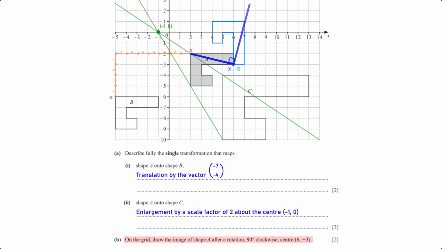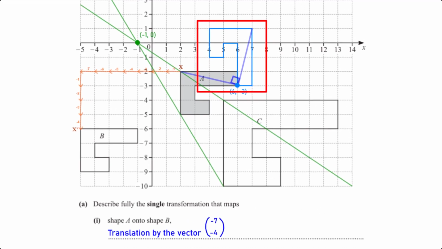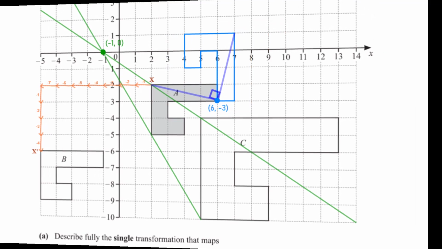From here, we draw a line from the center of rotation passing through the 90-degree mark. The final step is to now mark the new position of the point on this line such that the distance from its new position to the center of rotation is the same as the distance from the center of rotation to its original position. After repeating the same process for all the vertices on shape A, we are now able to map out the rotated image of shape A.